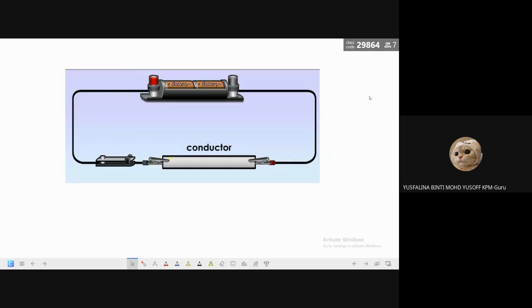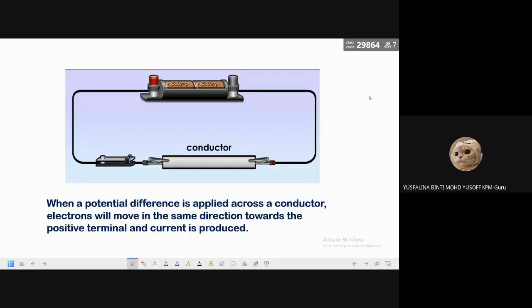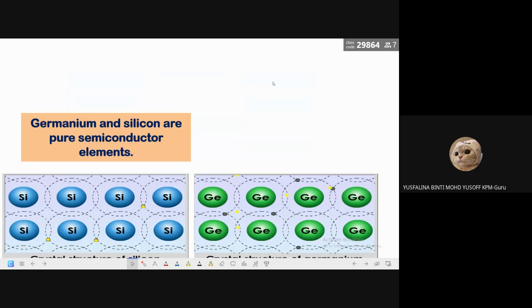So this is a conductor. When a potential difference is applied across a conductor, electrons will move in the same direction towards the positive terminal and the current is produced. So I already mentioned just now when you learned chapter 4 that the current comes from the electrons. The electrons will move towards the positive terminal, towards the positive means from here to here, right? And the current will be produced.